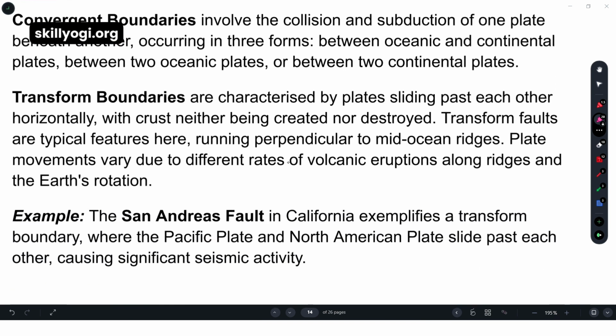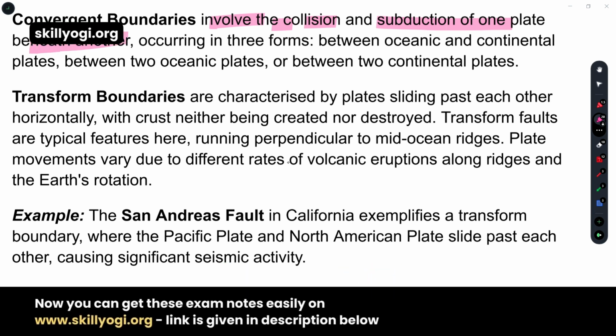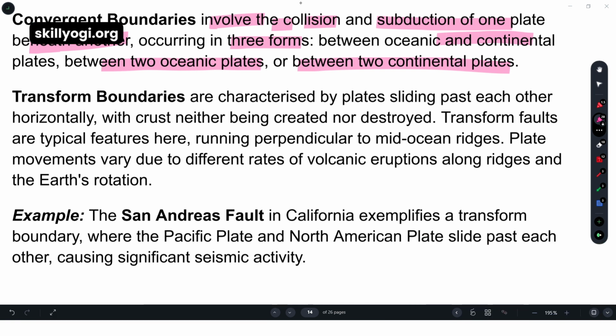Come to the next, convergent boundaries, which involve collision. Just now I said conjunction. Collision and the subduction of one plate beneath another. If the lighter plate meets the deeper or thicker plate, then the lighter plate will go below. It occurs in three forms: between oceanic and continental plates, between two oceanic plates, and between two continental plates. So there are three different incidents happening among the convergent plate boundaries.